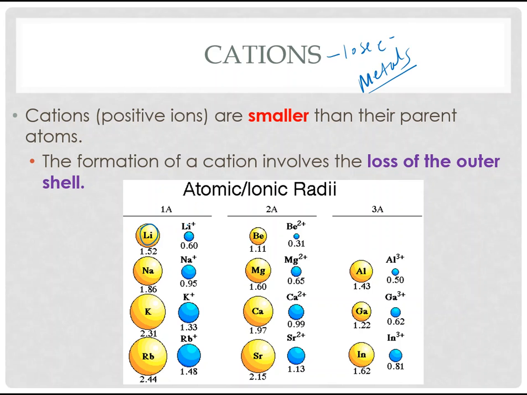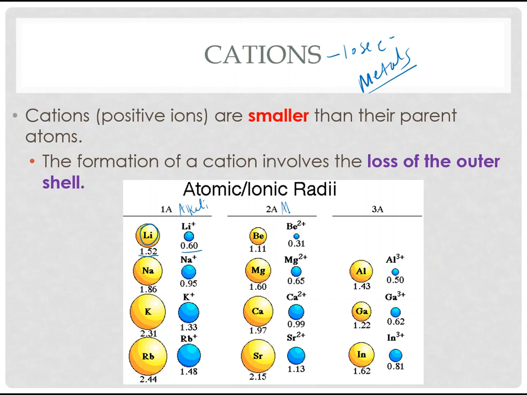When lithium loses the 1 electron, you can see a huge decrease in size from 1.52 to 0.6. All right, and this is in angstrom, so this is 10 to the minus 10 measurement here. But as you can see, the parent atom is much bigger than the ion of the cation here. So these are the alkali metals.